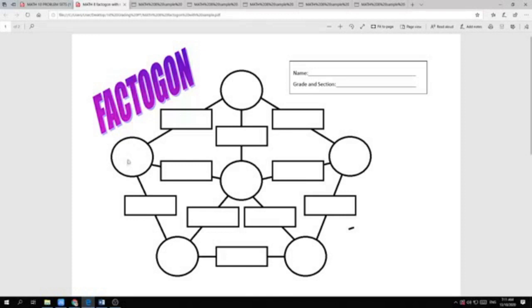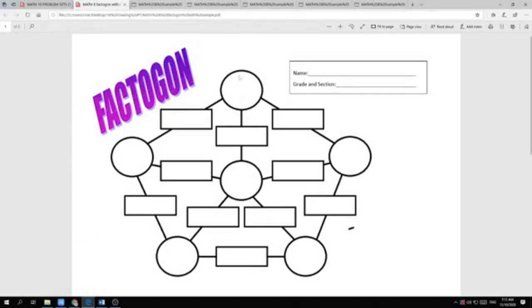So you have noticed this, if you are going to be creating a polygon, you are given a polygon here. And this is simply a pentagon. So a Factogon is simply factoring and polygon being combined into one. That's why you call it Factogon. So take note, Factogon comes from factoring and polygon. So in this case, we will be having a pentagon for our Factogon.